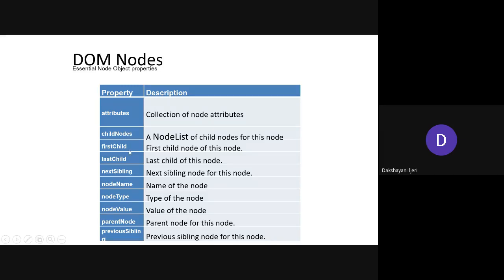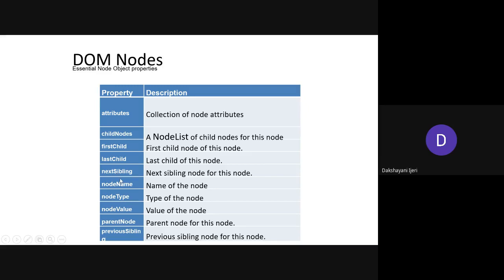And if you are interested in only the first child of any parent node, in that case you can go for the firstChild property. And similarly, if we are interested only in the last child, you can use the lastChild property. And whenever you have started accessing, if you are interested to get the next sibling node, at that time you can use this property.